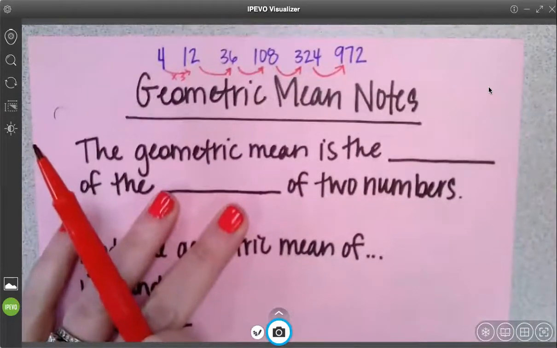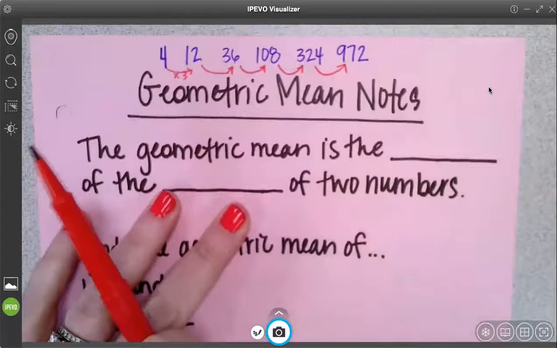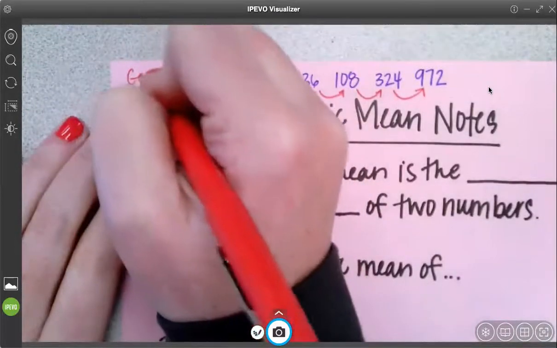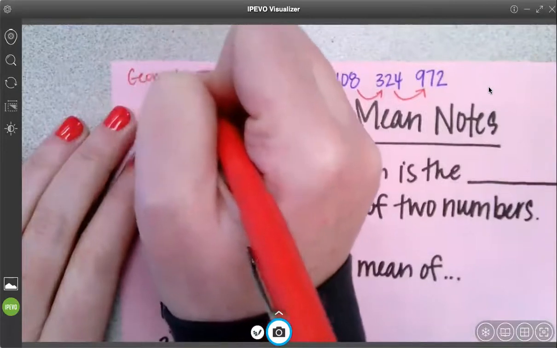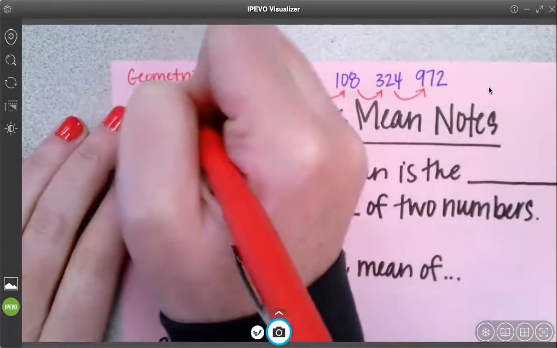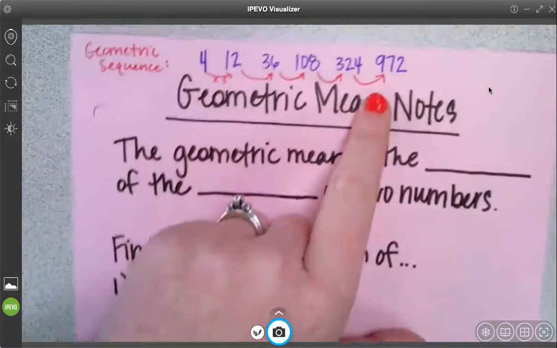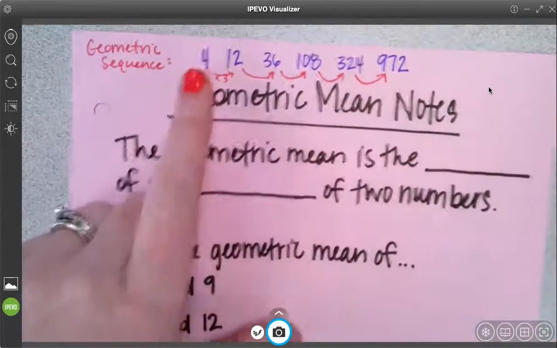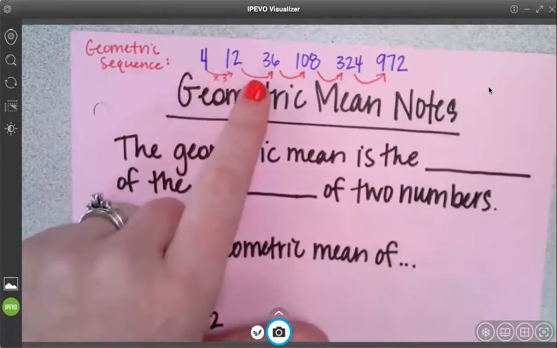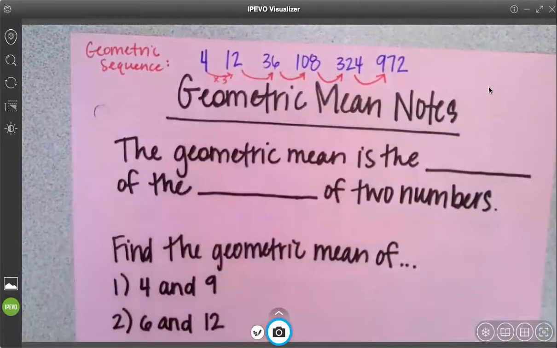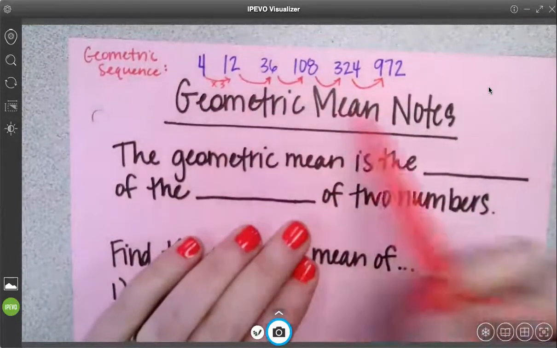I just realized you might not have been able to see all of that. I apologize. So here is a geometric sequence. It's just a list of terms, a sequence of terms, where you are multiplying by the same amount every time to get the next term. And so the geometric mean is what's in the middle.